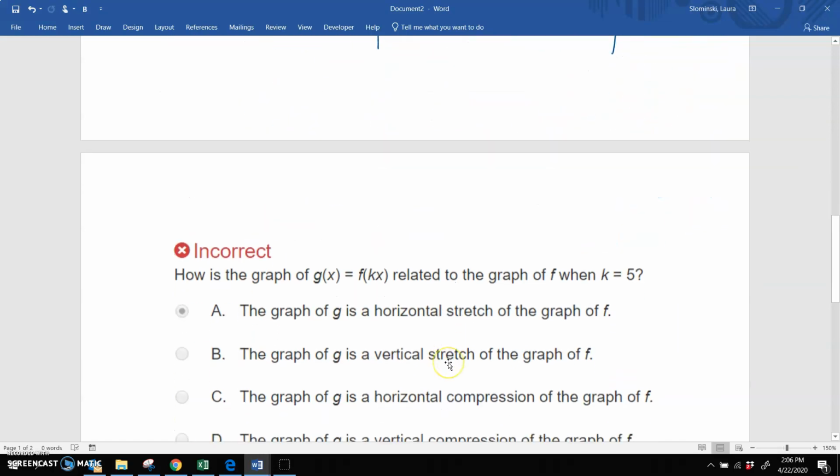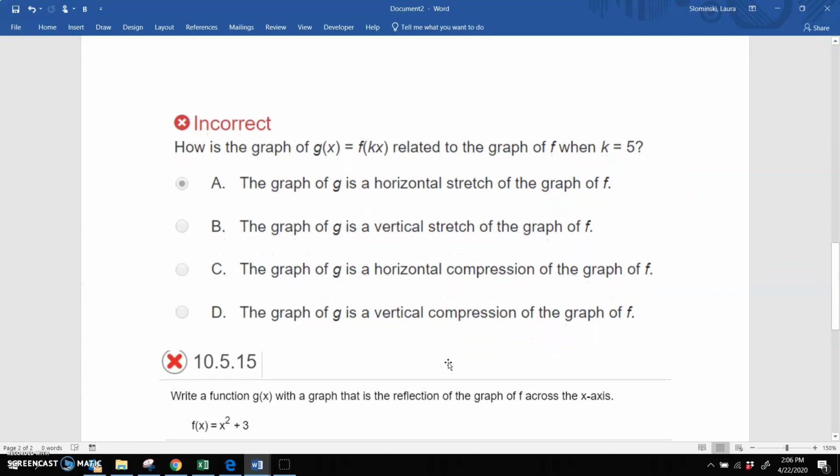All right, next one. This is just a different notation to talk about it. It says, how does graph g of x equal f of k times x? So this is, again, it's inside with x. So anytime that happens, it's going to be horizontal, which it looks like you got.